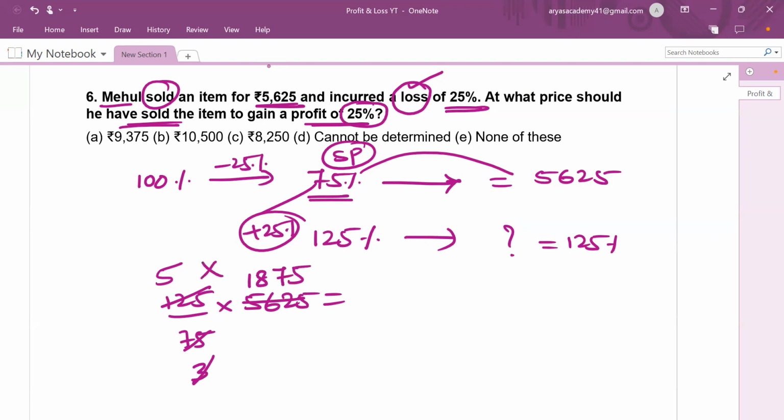So it's nothing but 5 times 1875. So 5 5s are 25, 5 7s are 35 plus 2, 37. 5 8s are 40 plus 3, 43. 5 1s are 5 plus 4, 9. So the selling price, suppose he has to get 25% profit, should be 9,375 rupees, which is actually option A.